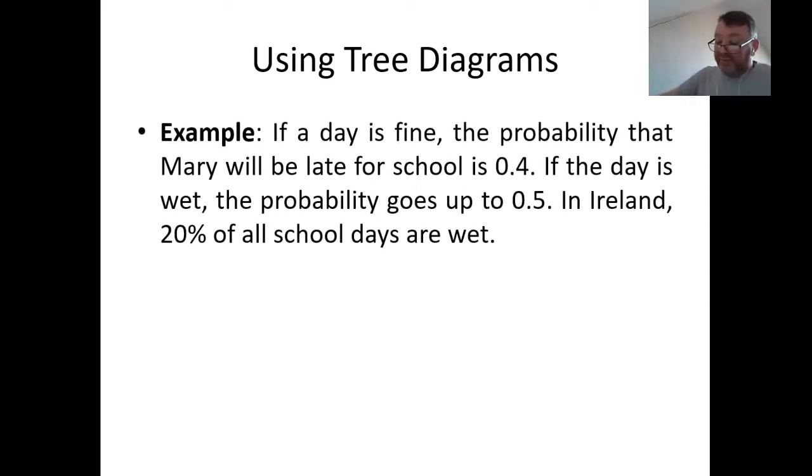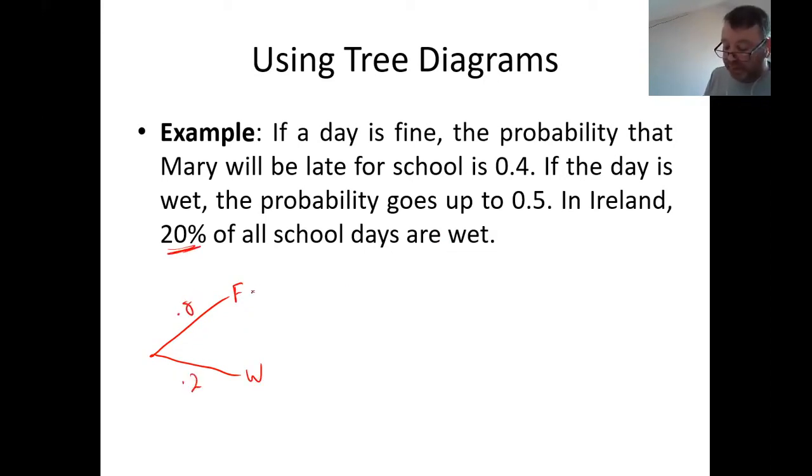Okay, so if a day is fine, the probability that Mary will be late for school is 0.4. If the day is wet, the probability goes up to 0.5. In Ireland, 20% of all school days are wet. So here's two types of days: first of all, you've got a fine day and you've got a wet day. Now, in Ireland, 20% is wet, so that's 0.2, so that must be 0.8 because the arms have to add to 1.